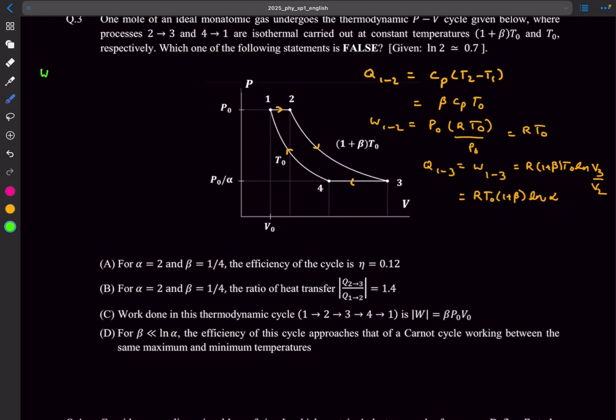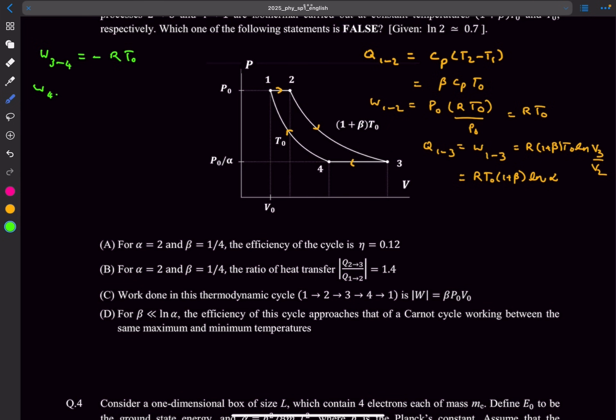So now the work done by the gas in the process 3 to 4 is once again P delta V. It's isobaric. So we can say it is equal to negative P0 by alpha times delta V. Okay, and once again delta V, we can write it as R delta T divided by the pressure. Even this is effectively R T0. And now we have the work done from 4 to 1. This is once again an isothermal process. So this will be negative R T0 ln of V4 by V1.